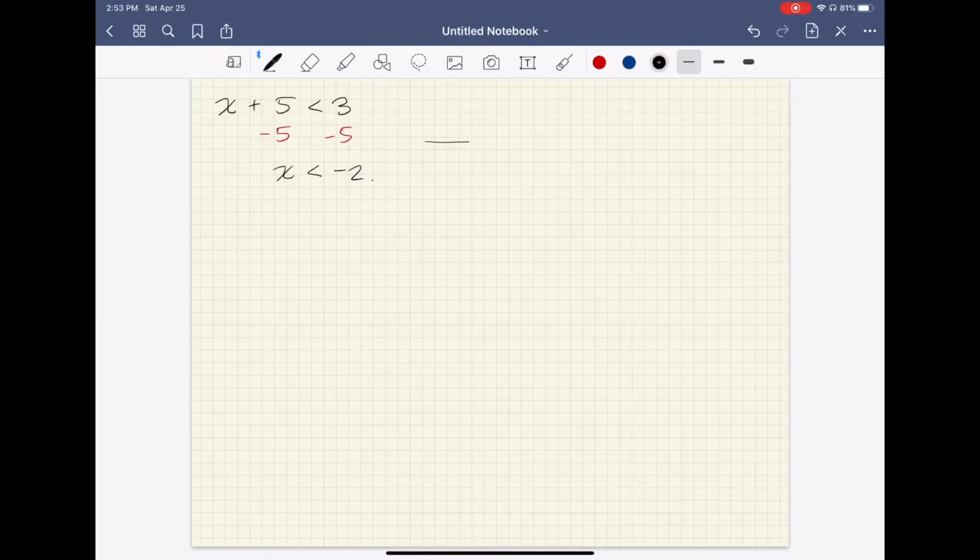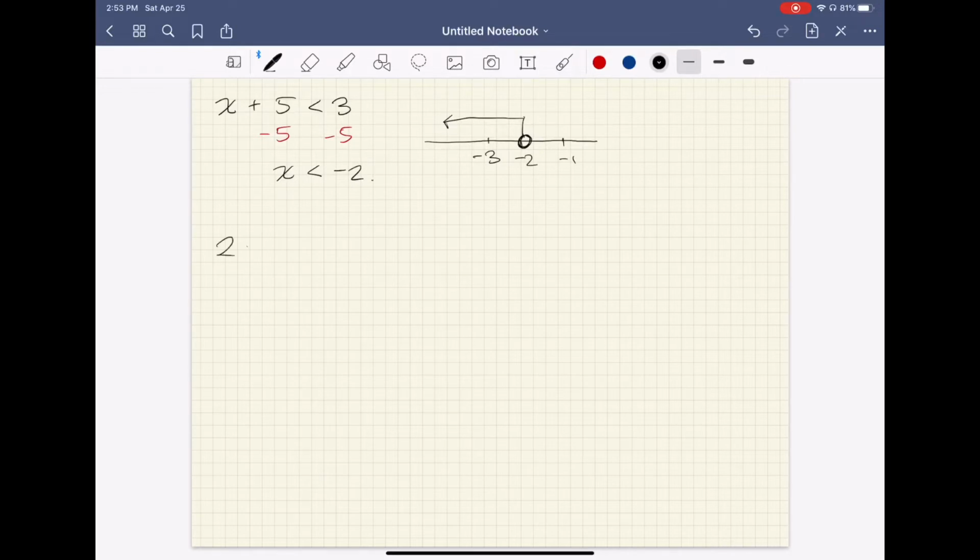And if the question asks you to represent it on a number line, you'll do negative 3, negative 2, negative 1. And for negative 2, x less than negative 2 means it's an open circle. Less than, go to the left. Okay, let's do one more.